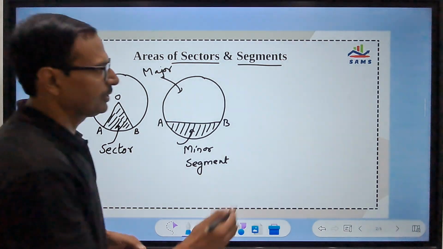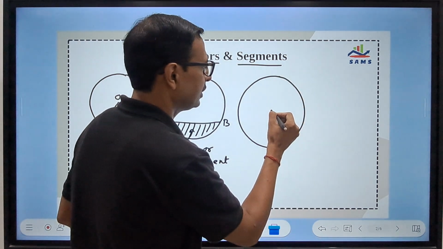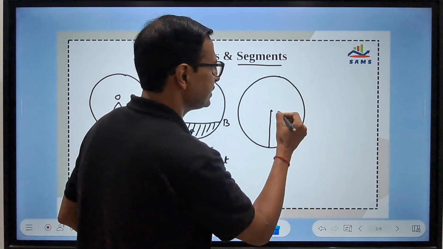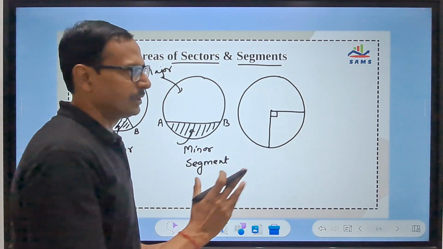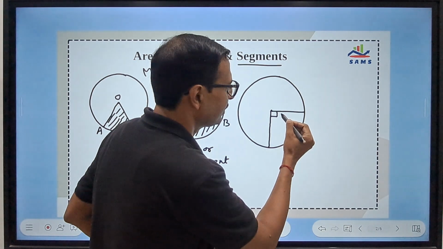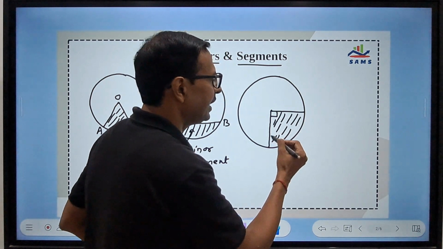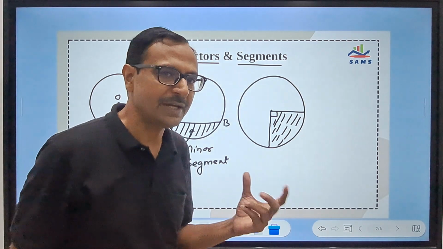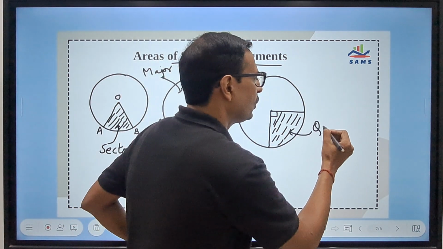Likewise, if you have a circle and you draw perpendicular radii like this, then the portion, this is obviously a sector, but this time it is one-fourth, right? It is a quarter circle and therefore it is called a quadrant.